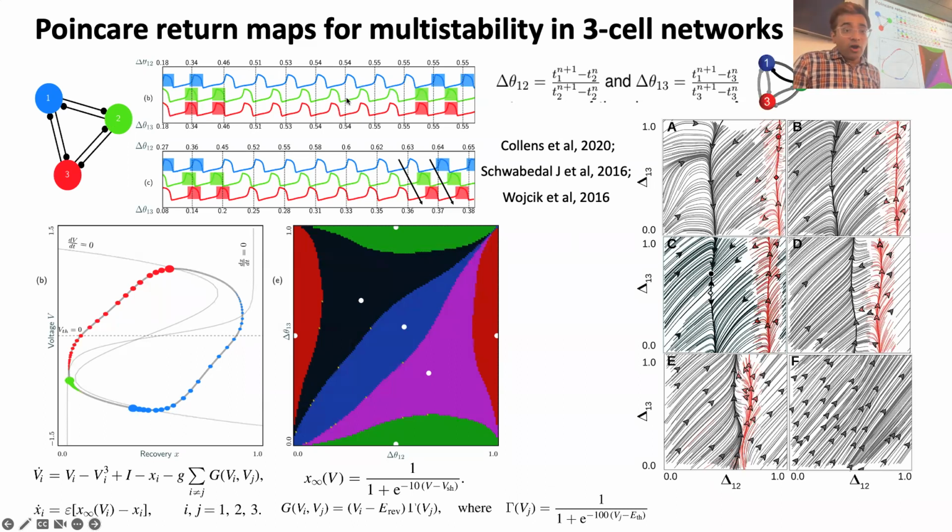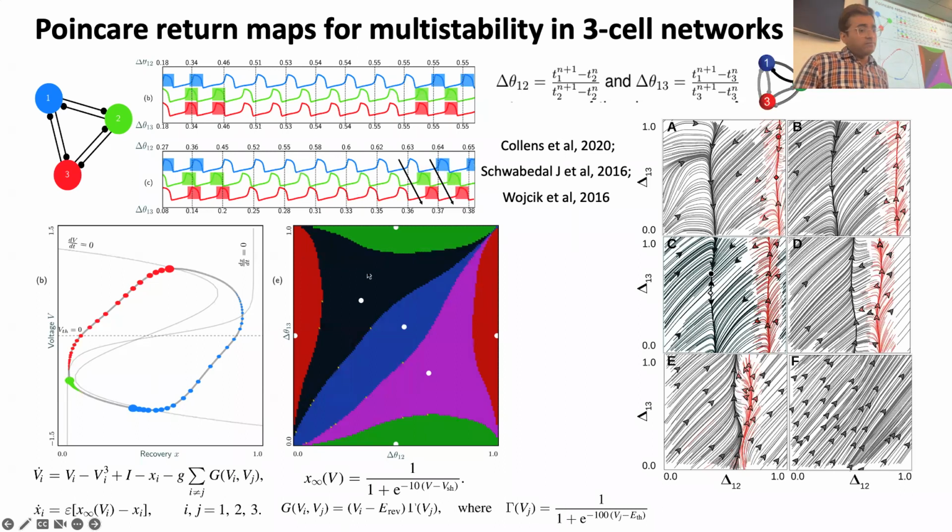So this rhythm on the top is a pacemaker rhythm, where when the blue cell fires, it suppresses the other two cells. And then when the blue cell goes down, the other two cells become active. So one cell is up, the other two cells are suppressed. And by symmetry, there can be 3 such pacemaker rhythms. And the second rhythm is a traveling wave rhythm, where the first cell fires, then the second and the third, and then that keeps repeating.